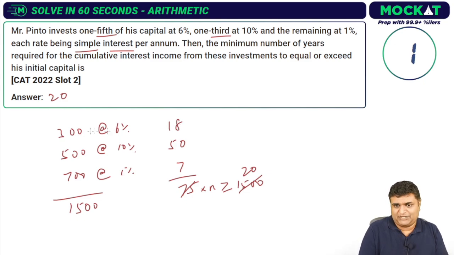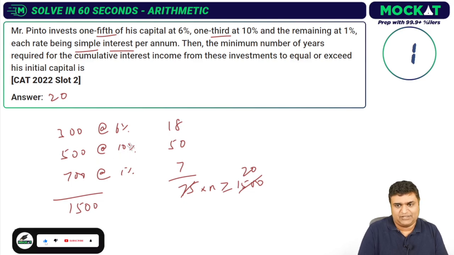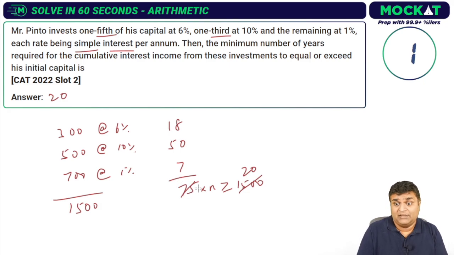Right, so 3 6% is nothing but 3 6 are 18, 5 10s are 50. The zeros and the percentages are taking care of each other. 7 1s are 7. 75 is the annual interest each year, multiplied with the number of years because it's simple interest, right? It's not compounded. 75 into n should be greater than or equal to, right? Equals or exceeds the initial principal of 1500. That's it. Cancel over here. N is greater than or equal to 20.